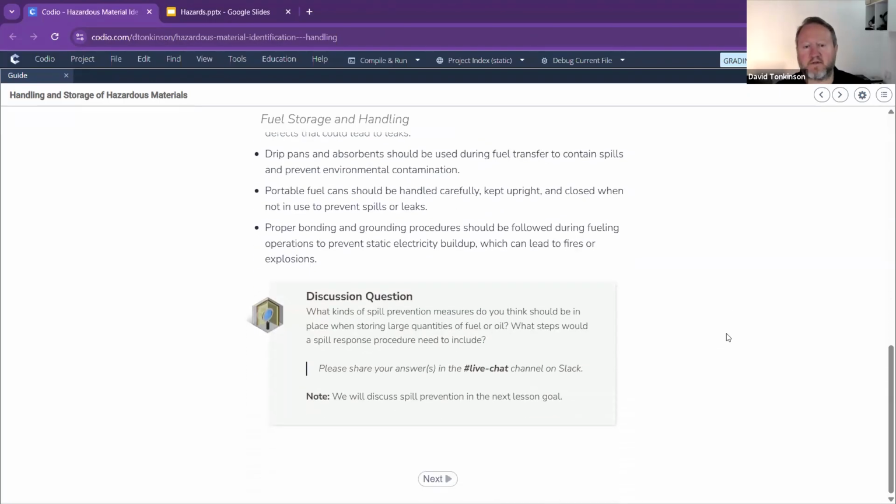We deal with a lot of electricity, so we should also make sure that we have proper bonding and grounding procedures during the fueling operation, because we don't want to cause any rogue sparks, just in a similar way that we don't want anyone walking around with a lit cigarette. Okay, so we don't want anything that's going to cause any particular problems like that.